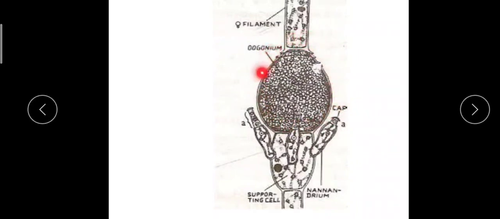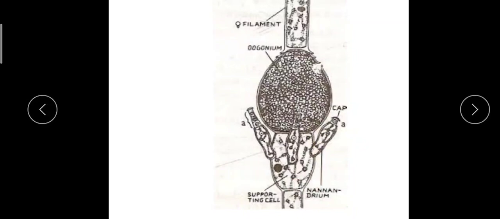This is the oogonium in nanandrous species, and you can see below, this is the supporting cell and the upper cell is the oogonial cell. We have discussed the oogonial formation. Oogonium is formed from a cap cell. Cap cell acts as the mother cell. It divides transversely to form an upper cell and a lower cell. The upper cell transforms to oogonium and the lower cell forms the supporting cell.